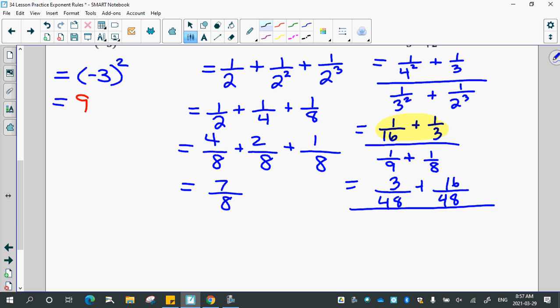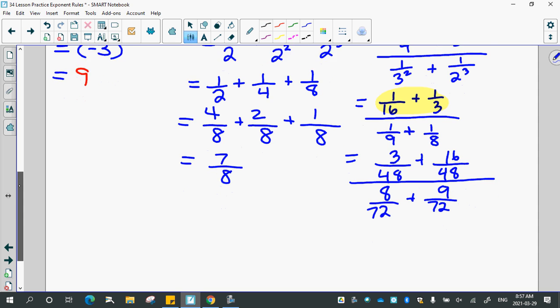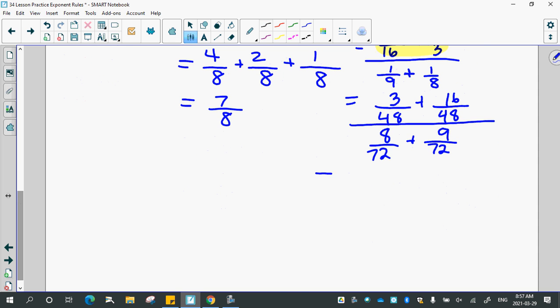And in the bottom, I don't think there's a smaller one than 72. Nine times 8. So that's going to be 8, and that's going to be 9. So now we can simplify the numerator by adding. So that's going to be 19/48 divided by 17/72.